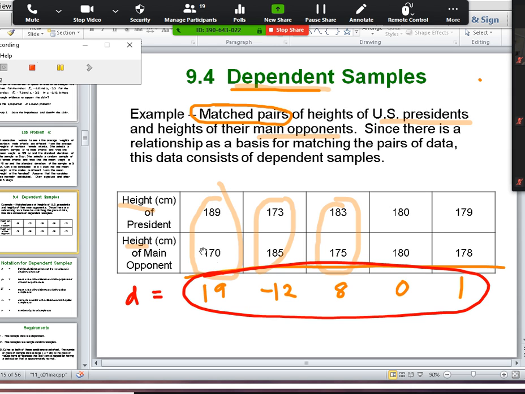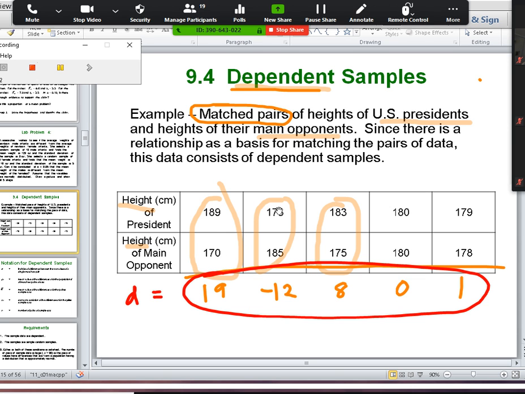So in other words, this first sample, there's two samples here, right? Presidents and their opponents. But they're matched up. In other words, if I take Trump here, I have to take Hillary Clinton there, because that's who he ran against. If I take Obama here, I have to take whoever he beat there. I can't put Trump against Gore, right? I can't do that. It has to be that president against the very same person they ran against.